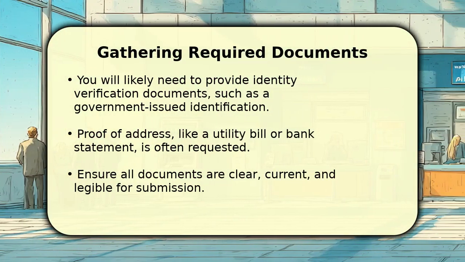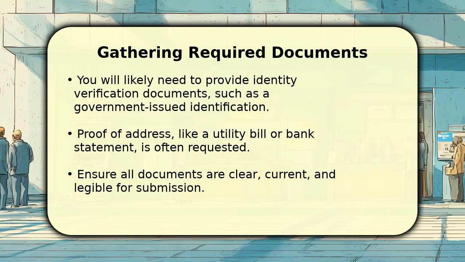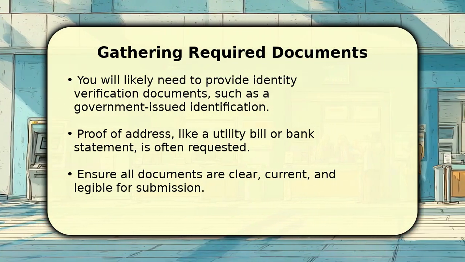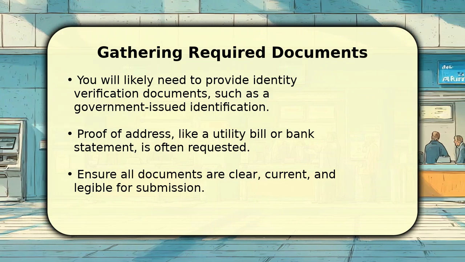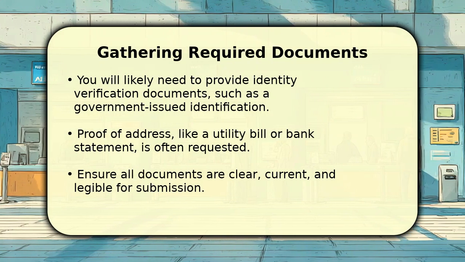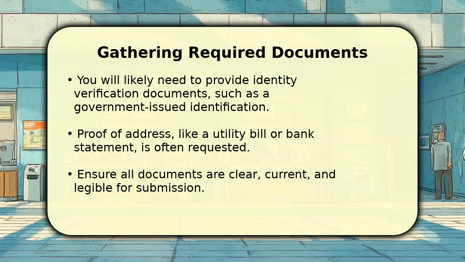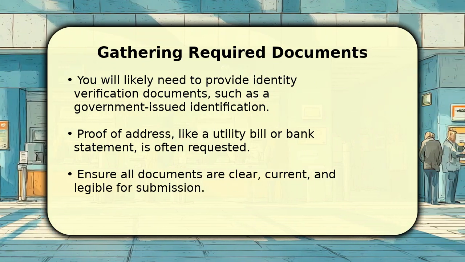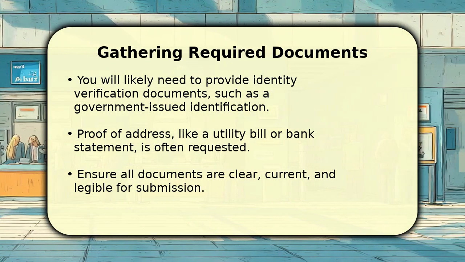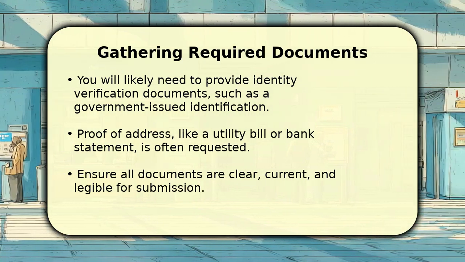Most limitations require you to upload specific documents to verify your identity or business details. This typically includes a copy of your valid government-issued photo identification, such as a driver's license or passport. You may also need a recent utility bill or bank statement, dated within the last 3 months, to confirm your address. Make sure these documents are clear, high-resolution scans, or photos for easy verification.